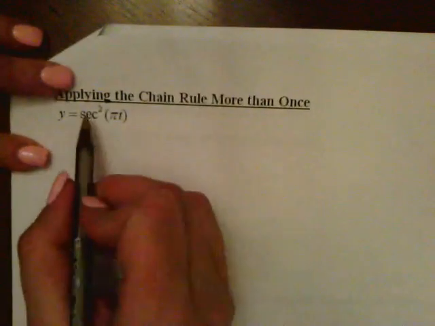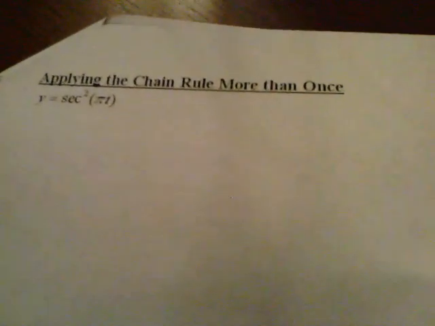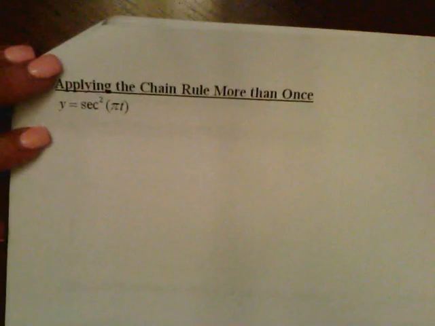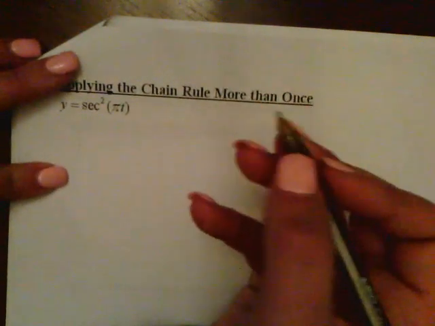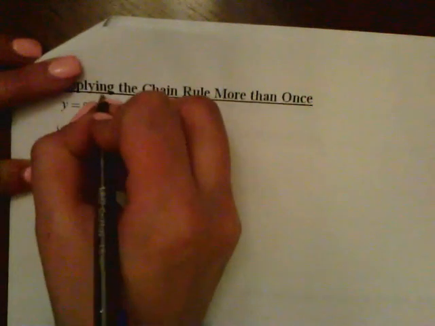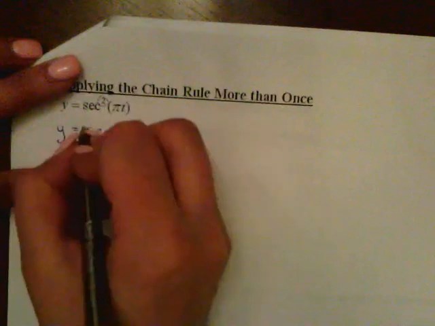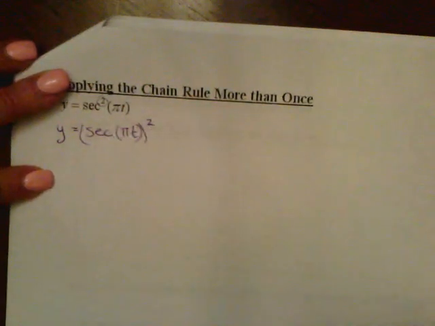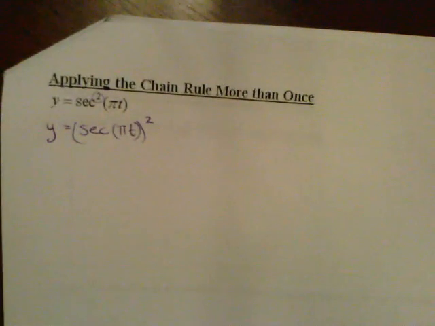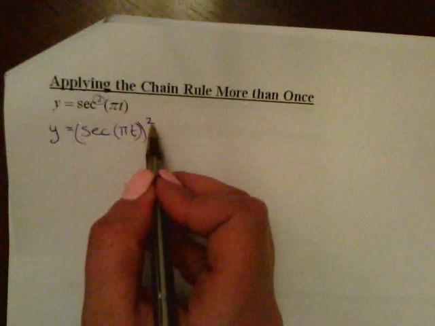Alright, and then this last one right here, you're going to apply the chain rule more than one time. So, really quick, I'm going to rewrite this with this squared on the outside because really this is just secant of pi t, right? And then that's squared. So in this problem, you'll notice that we have this inside of this, and then this is inside of that.